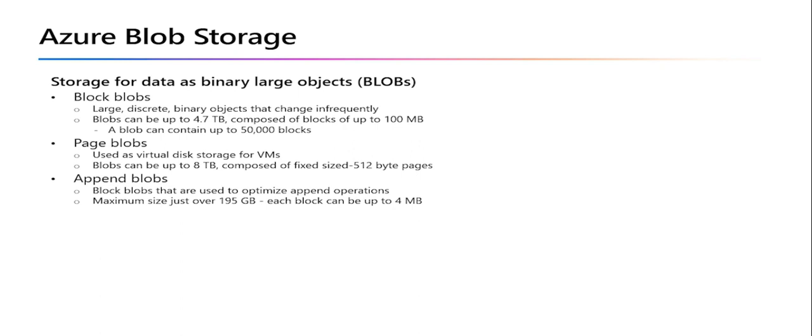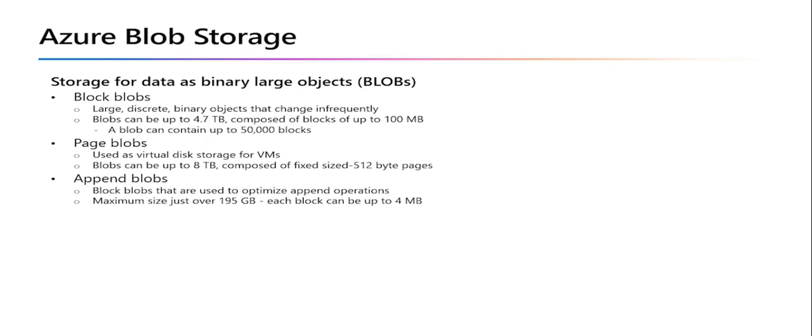Page blobs. A page blob is organized as a collection of fixed size 512 byte pages. A page blob is optimized to support random read and write operations. You can fetch and store data for a single page if necessary. A page blob can hold up to 8 TBs of data. Azure uses page blobs to implement virtual disk storage for your VMs. So the best use of page blobs is to use it with your virtual machines.